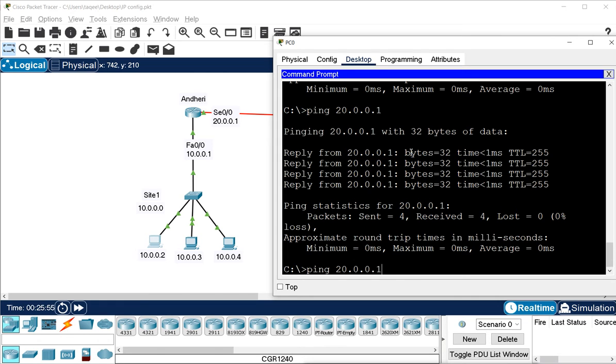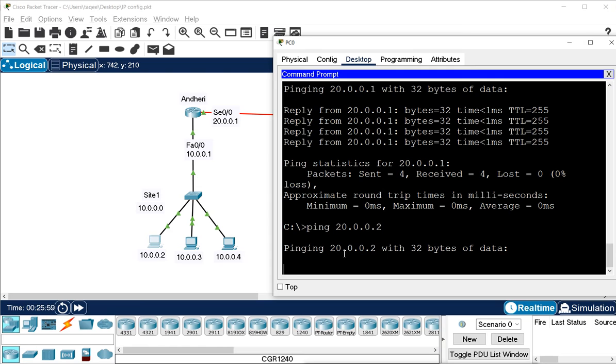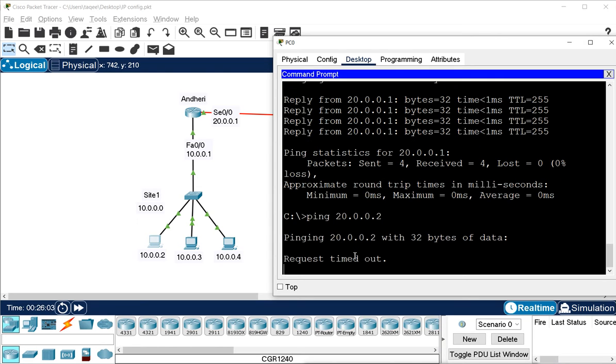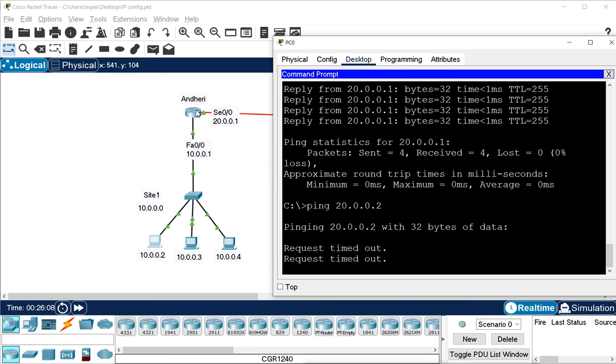I will try to ping 20.2. Now I am not getting the reply, because it is not connected to this router. And it is saying timeout.